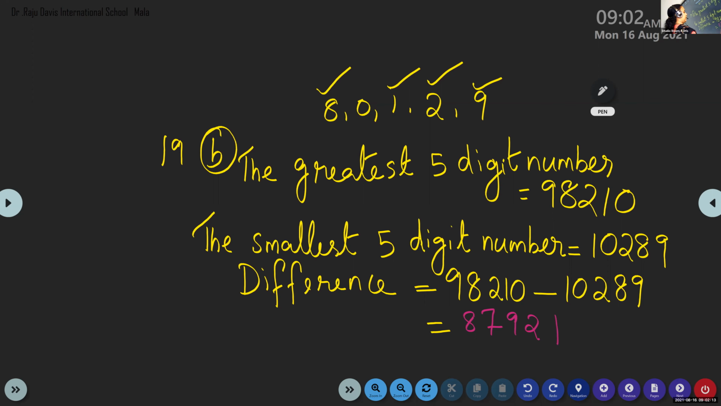87,921. Okay. Now, children, if you have any doubt, we can check here. 98,210. You have to subtract which number from that? 10,289. So we cannot subtract here. So what do you have to do? Borrow. Here it is 10.